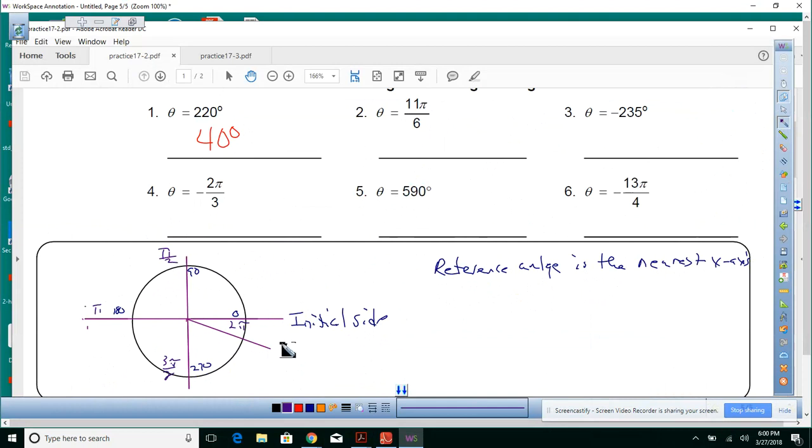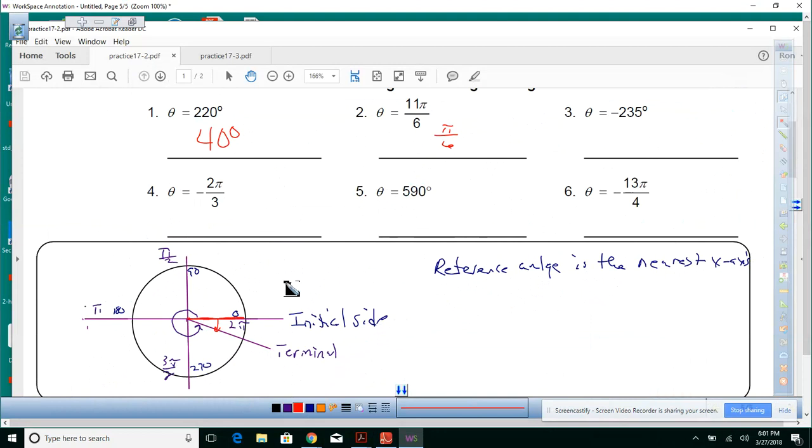Now this here is my terminal side. That's my initial side, and it goes all the way around to this right here. My reference angle this time is going to be, let me get a different color here, the positive x-axis. How far is it from here to there? And that's just pi over 6.